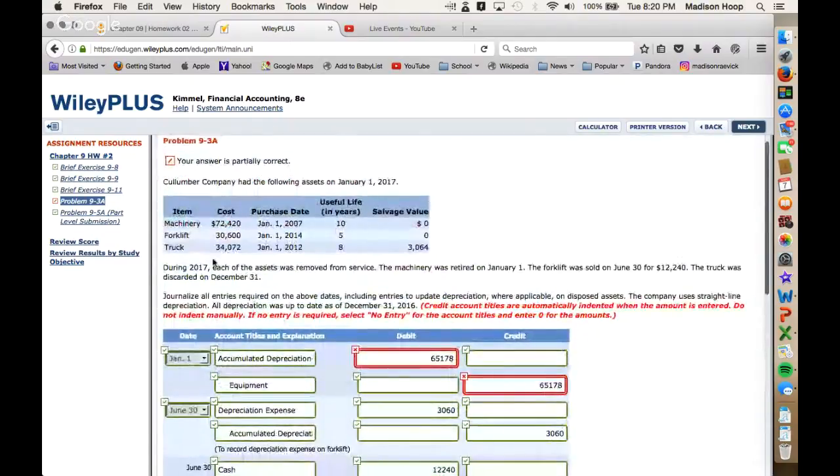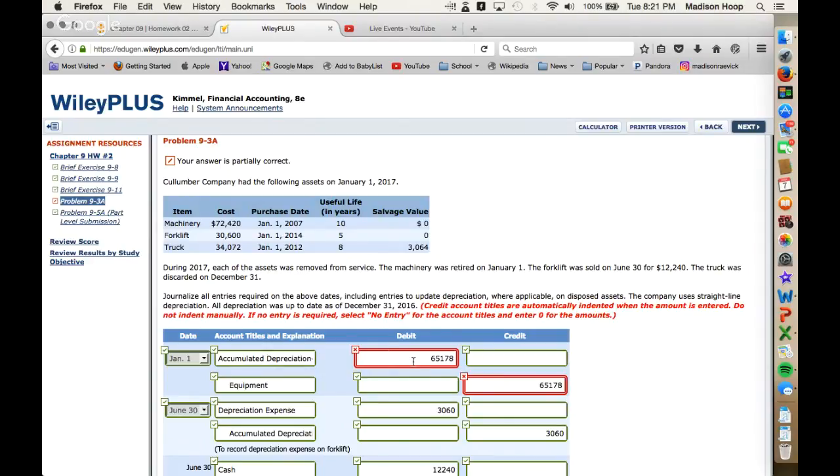For the first one, it gives us all of this information right here, and then it says during 2017, each of these assets were removed from service. The machinery was retired on January 1st, the forklift was sold on June 30th, and the truck was discarded on December 31st. Since the machinery was retired on January 1st, that's going to be the first one. So we are going to put the date for January 1st in here. Since it was retired, we need to update the accumulated depreciation for the equipment, and then we need to credit equipment so we know that it was out.